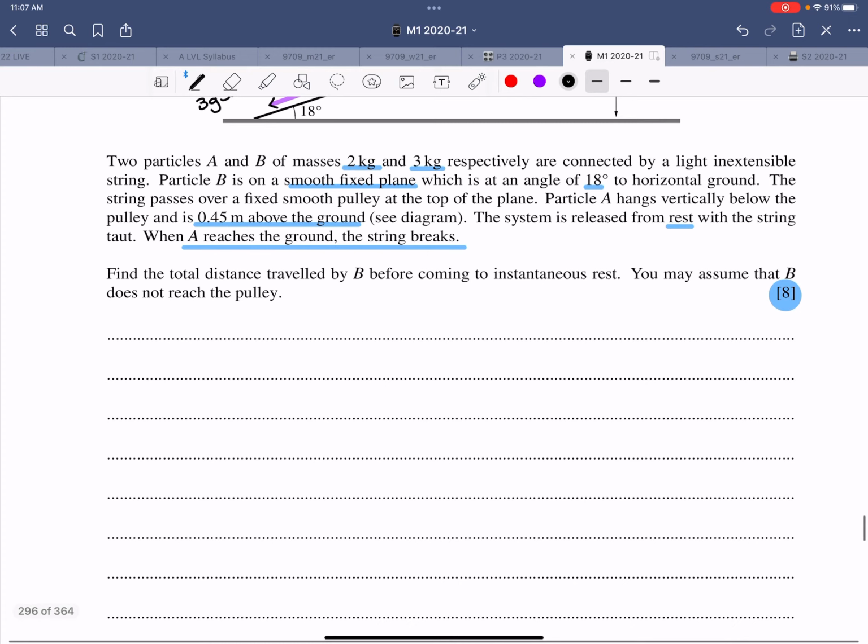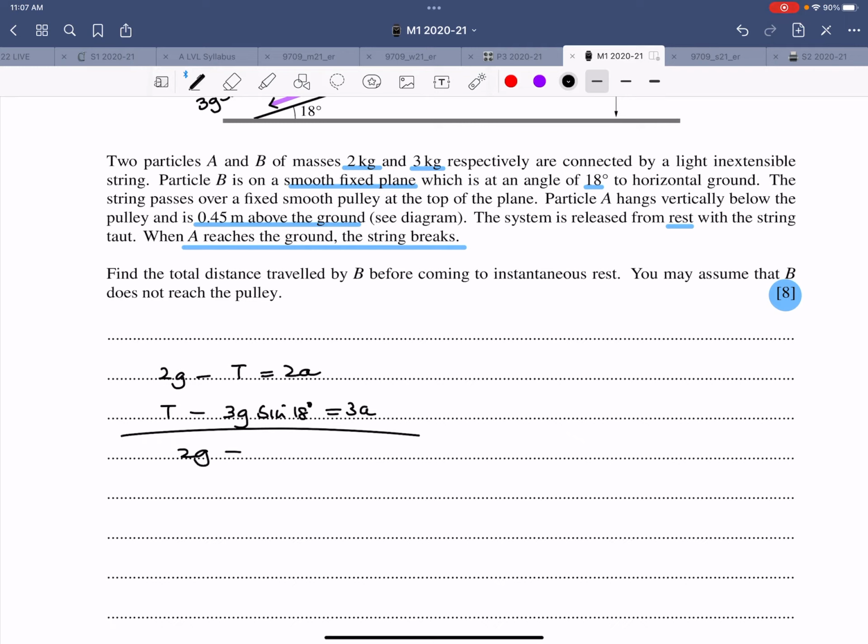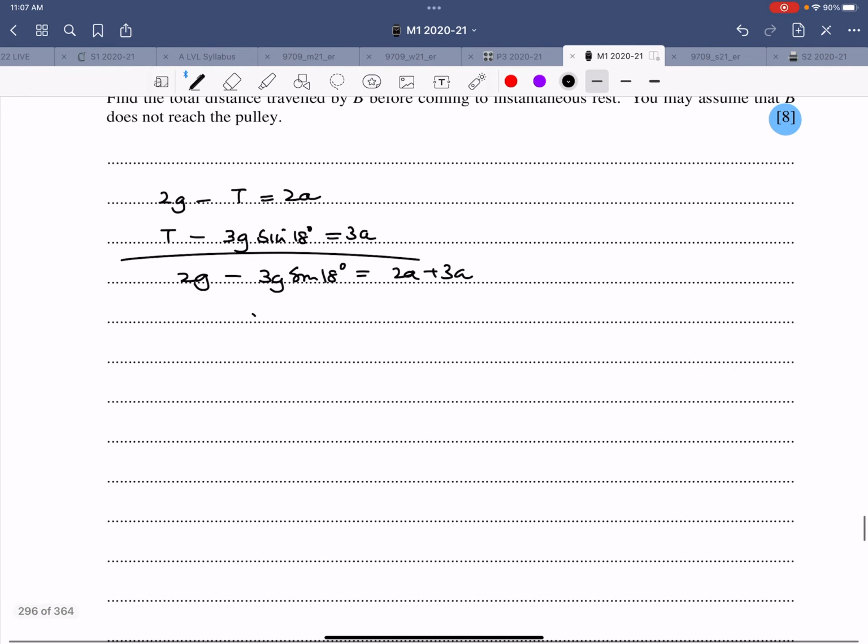So therefore 2G minus tension is 2A. Tension minus 3G sine 18 degrees is equals to 3A. Equation of the system: 2G minus 3G sine 18 degrees is equals to 2A plus 3A, which is 5A. Use your calculator, and the value of A comes out to be 2.146 meter per second square.